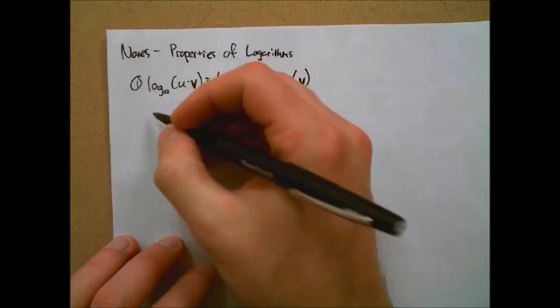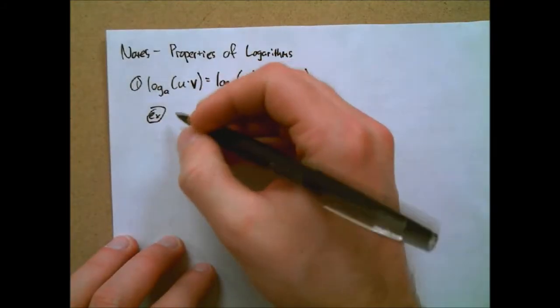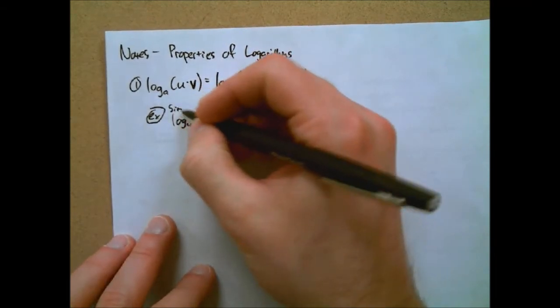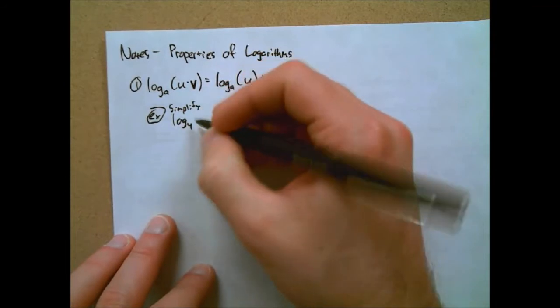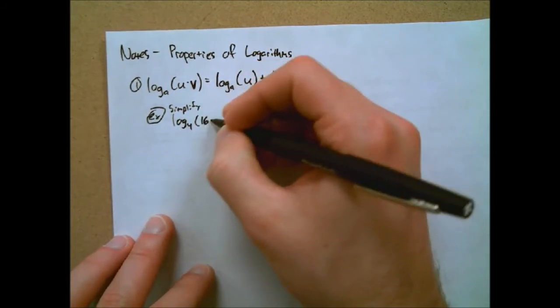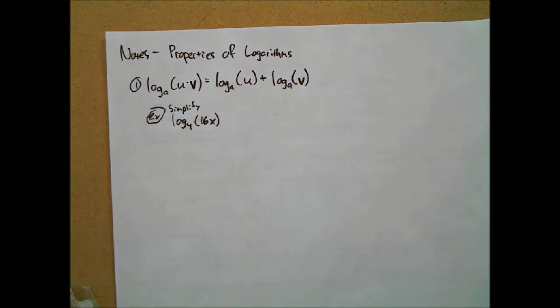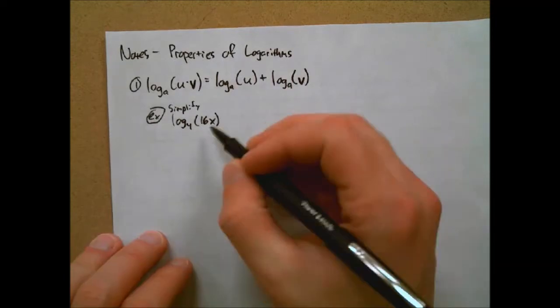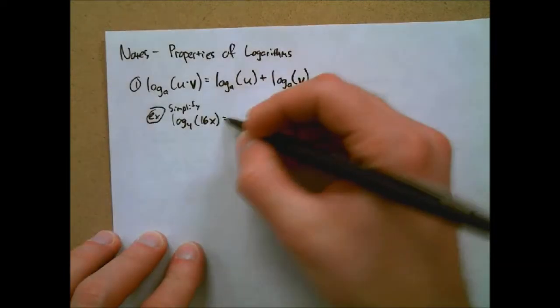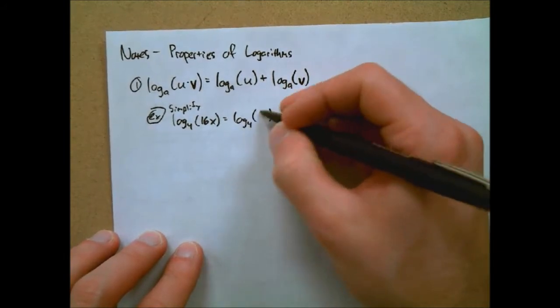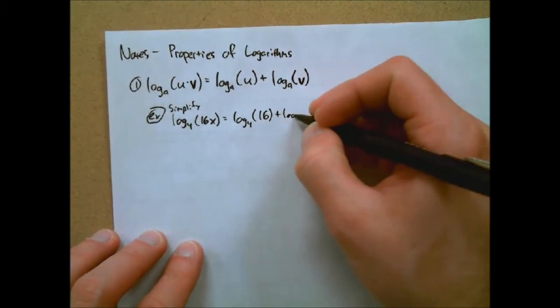Okay, so let's do a quick example of this. For example, let's simplify log base 4 of 16x. So, log base 4 of the quantity 16x. Do we have a product here? We do, right? We have 16 times x. So we could rewrite this as log base 4 of 16 plus log base 4 of x.